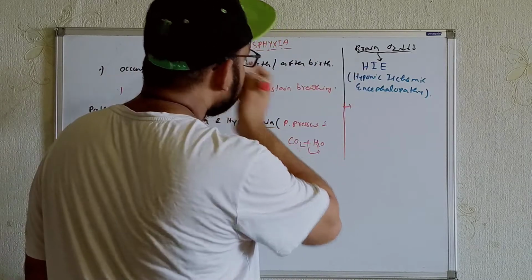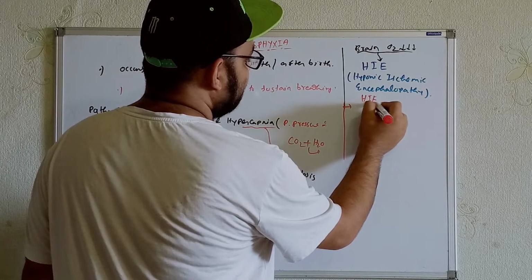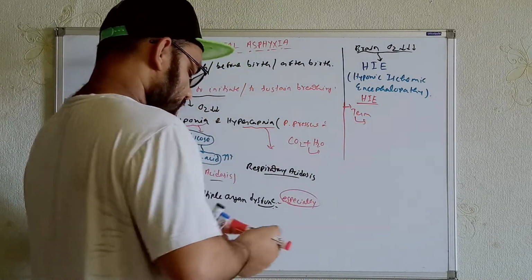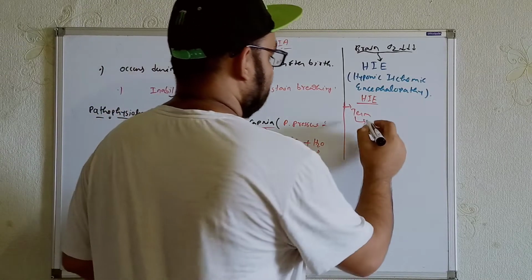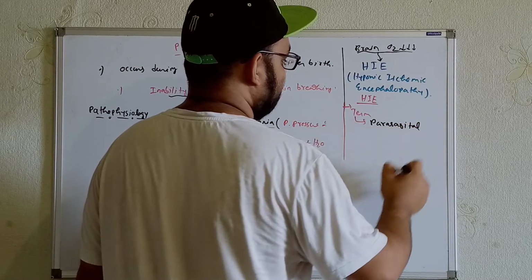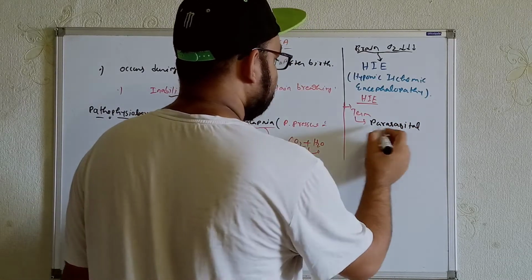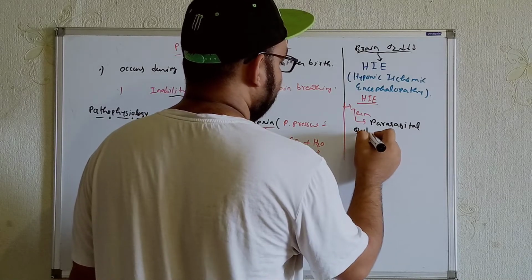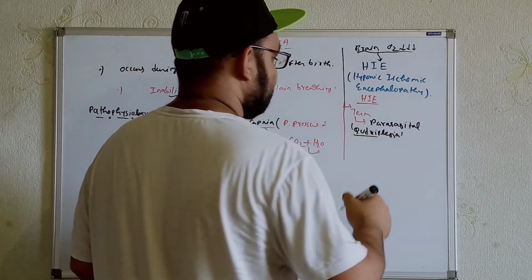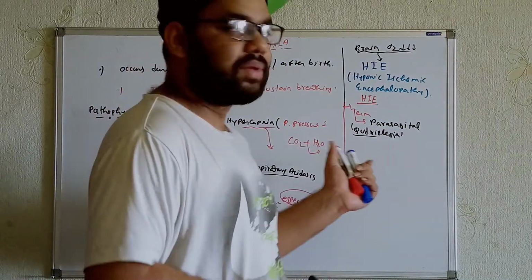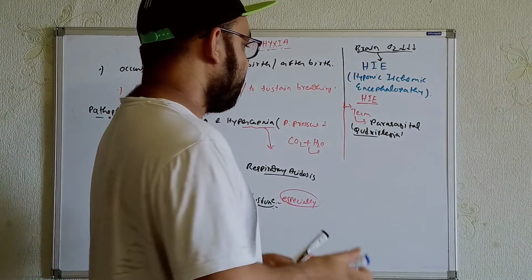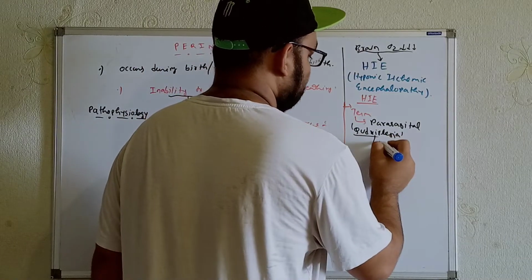Now we can classify this HIE in terms of term baby and preterm baby. In case of the term baby, we'll get parasagittal quadriplegia. I mean, in the parasagittal sections we'll get quadriplegia. This is one kind of cerebral palsy.